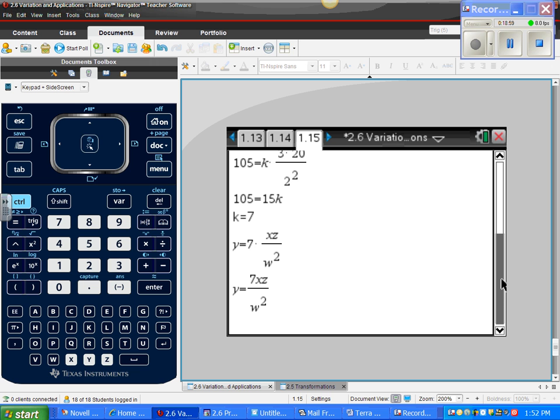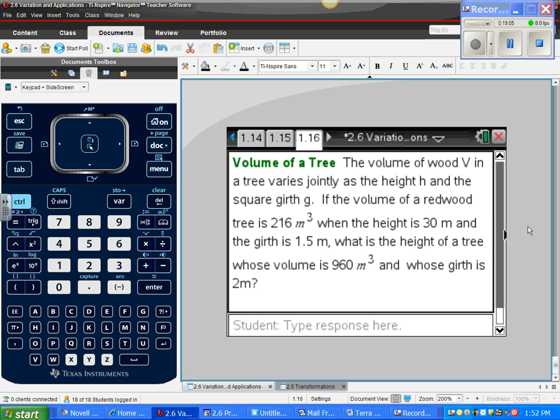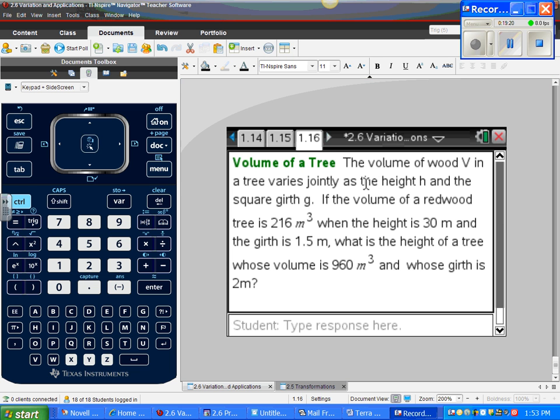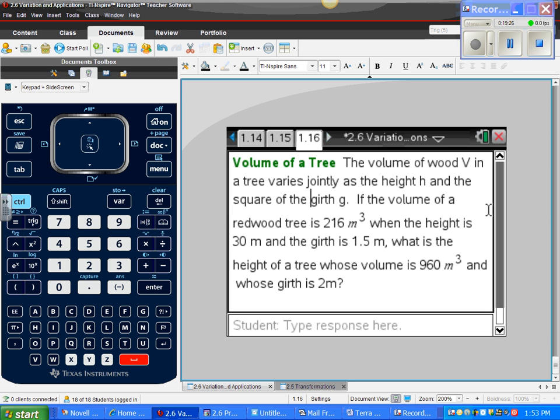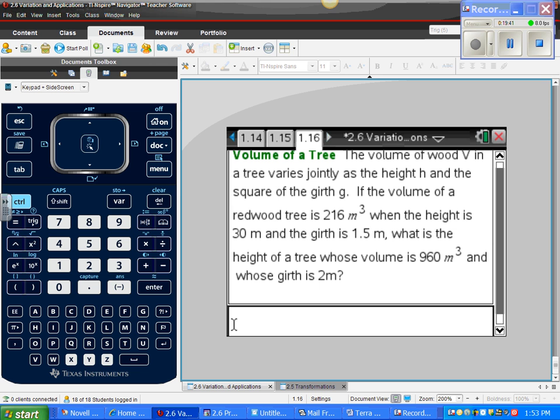Okay, so let's look at an application problem. Volume of a tree. The volume of wood V in a tree varies jointly as the height h and the square of the girth g. If the volume of a redwood tree is 216 meters cubed, when the height is 30 meters and the girth is 1.5 meters, what is the height of a tree whose volume is 960 meters cubed and whose girth is 2 meters?